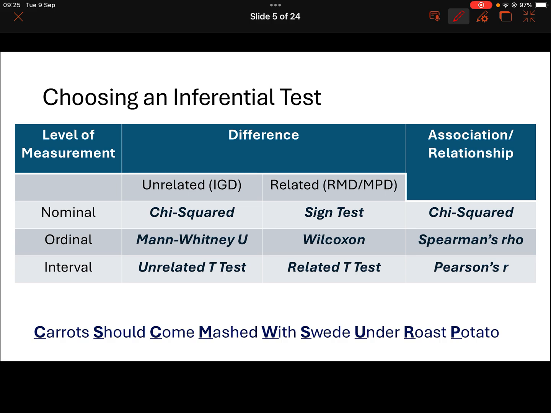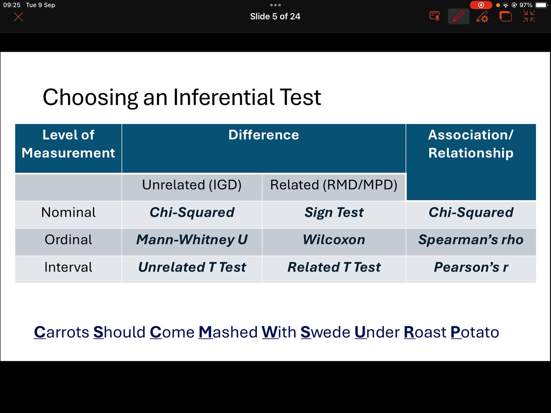And how we've designed our research will inform which test we use. Some of them are more powerful than others. Some of them will find differences or correlations where others don't exist and so on. So it's really important that we're selecting the right test.